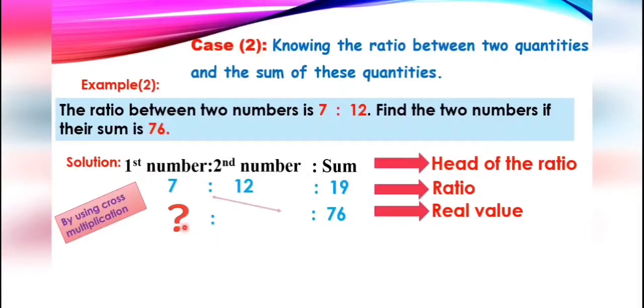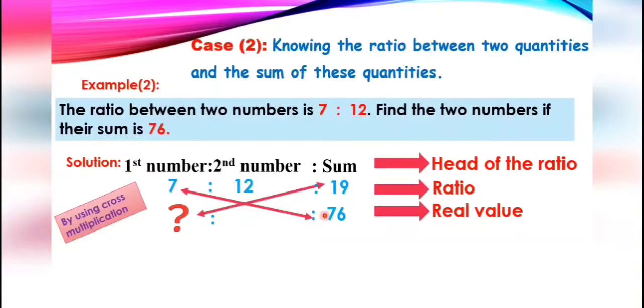Here, what are the two opposite numbers? I have 7 and 76. So when I have a complete column, it will help me to solve the exercise. I will hide this column. I will imagine that this column of the second number does not exist. So I will focus on the first number and the sum.